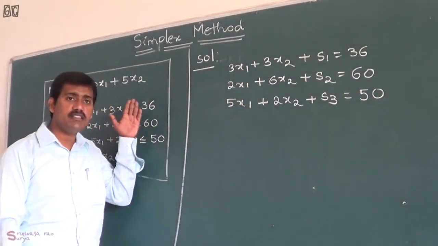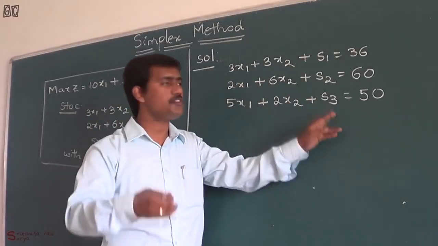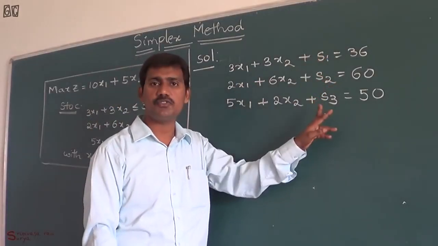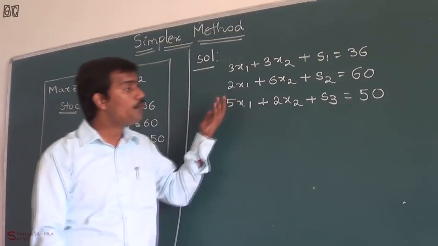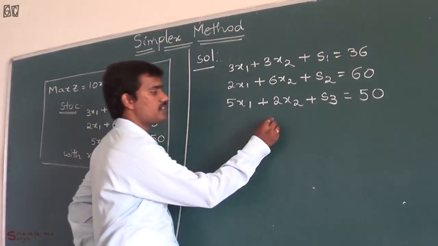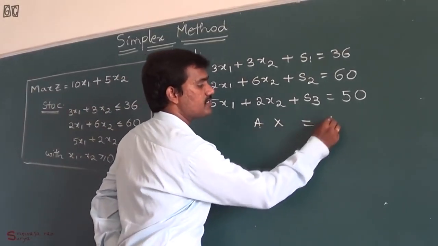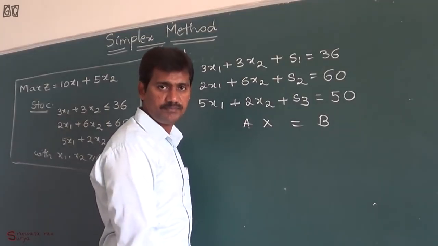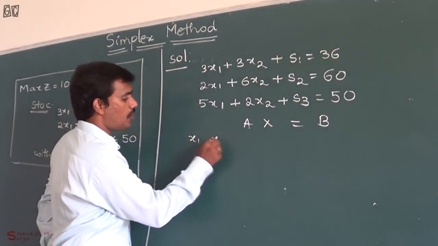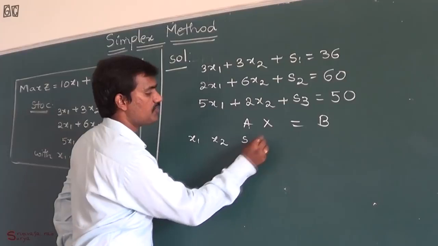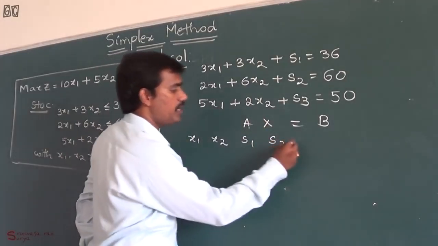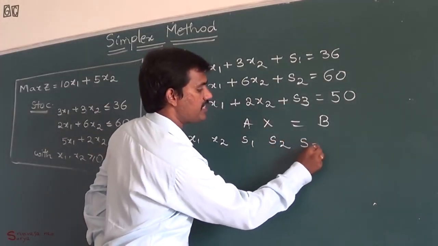Now we have changed these inequalities into equalities by introducing slack variables s1, s2, s3. Now we have the standard form of matrix, which is Ax = b. Now I am going to represent all the above equations in the standard matrix form with x1, x2, s1, s2, and s3.